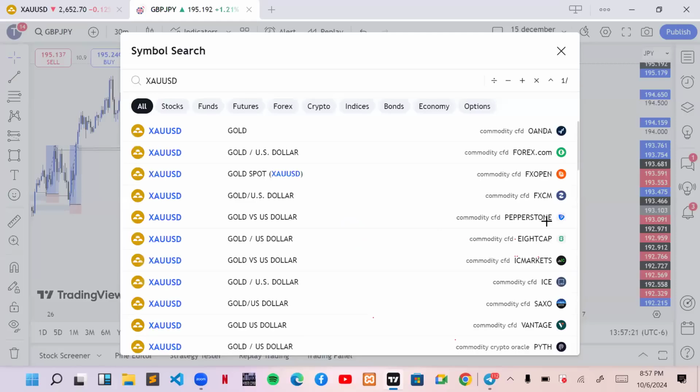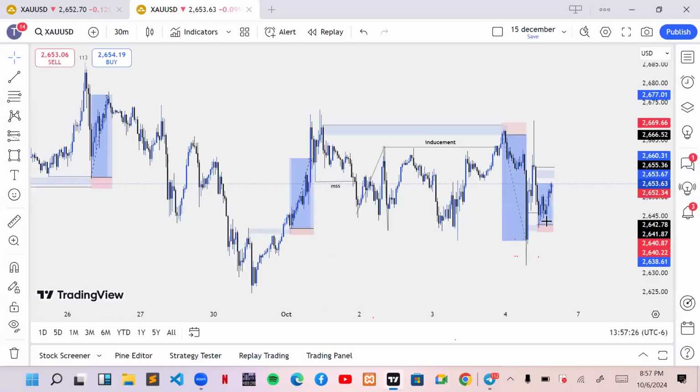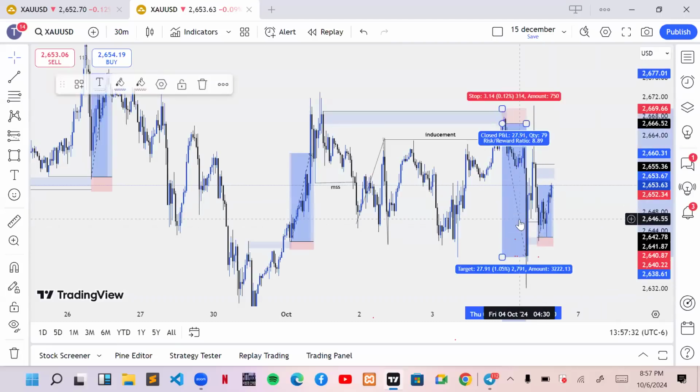In this gold trade, for example, if you're risking $100, you would have made around $2,700. No, sorry, mistake. If you're risking $100, you would have made around $800. If you're risking $200, you would have made around $1,600. High risk to reward ratio, precise entries. That is the beautiful thing about this particular strategy.